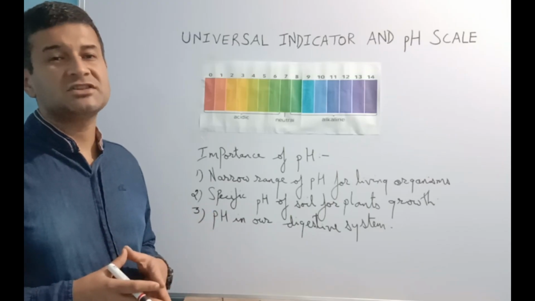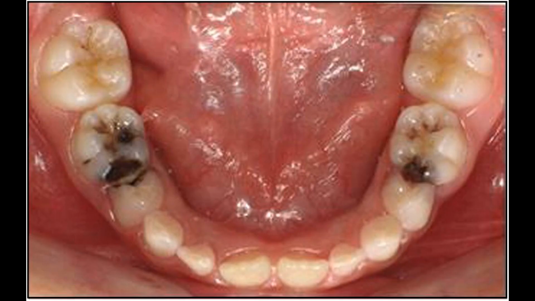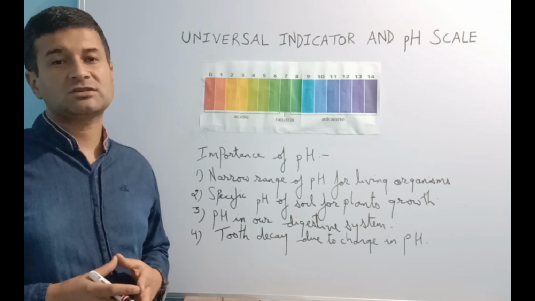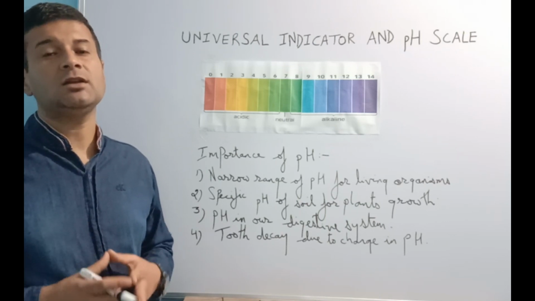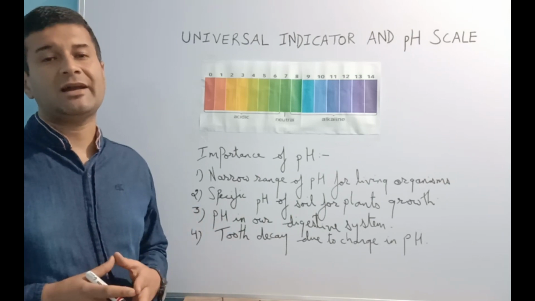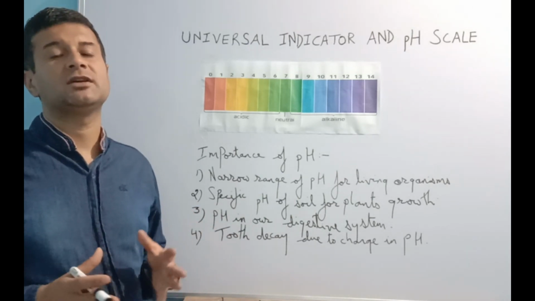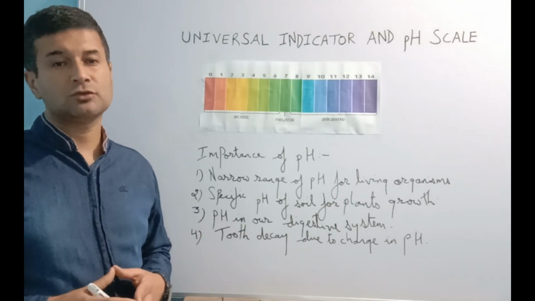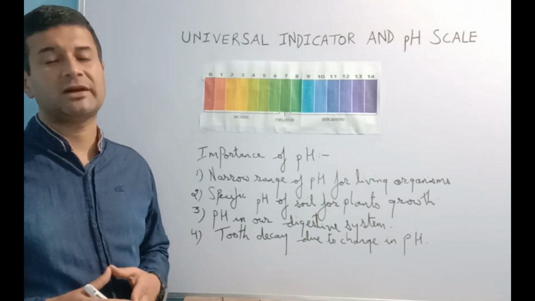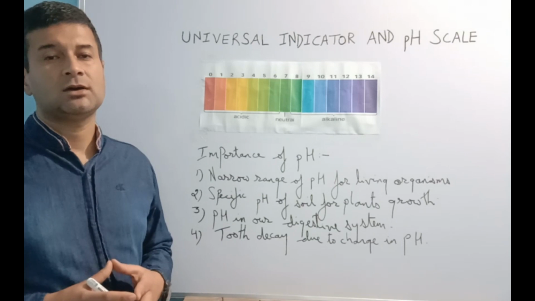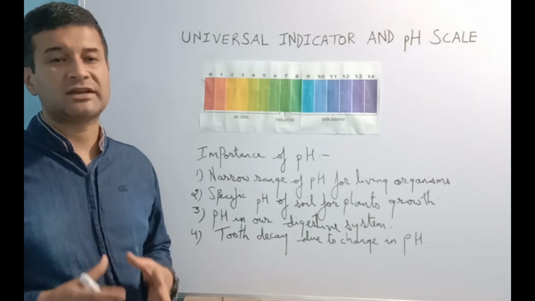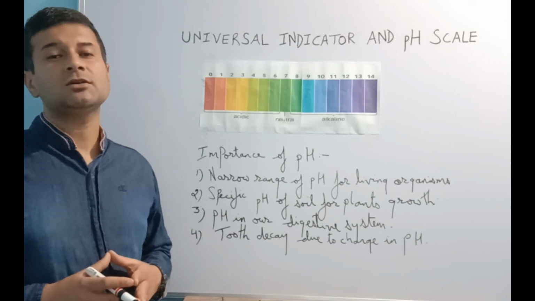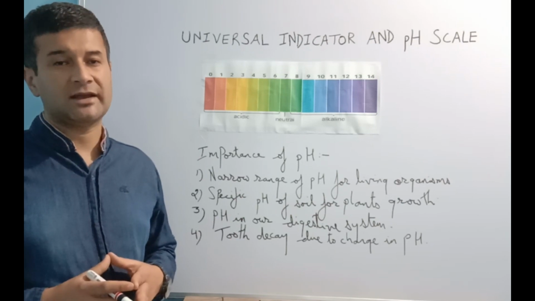Tooth decay due to change in pH. Our tooth enamel is made up of calcium hydroxyapatite, which does not dissolve in water. However, it starts decaying at pH lower than 5.5 in the mouth. Acids are produced in the mouth due to degradation of sugar and food particles present in the mouth by the bacteria, which lowers the pH of the mouth and causes tooth decay. Therefore, brushing our teeth with basic toothpaste and maintaining oral hygiene prevents tooth decay.